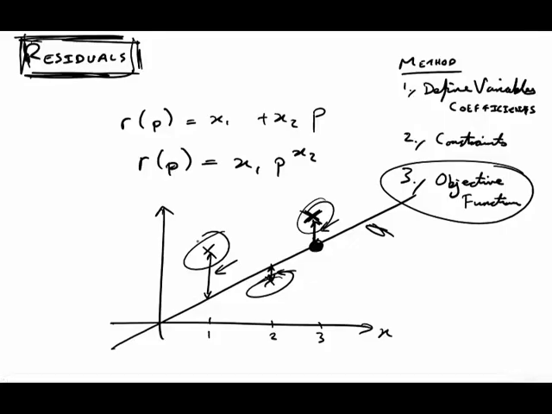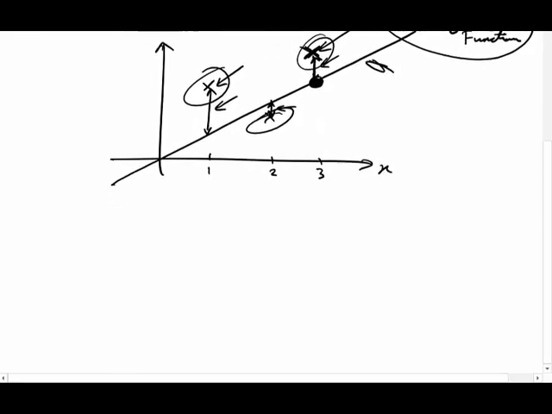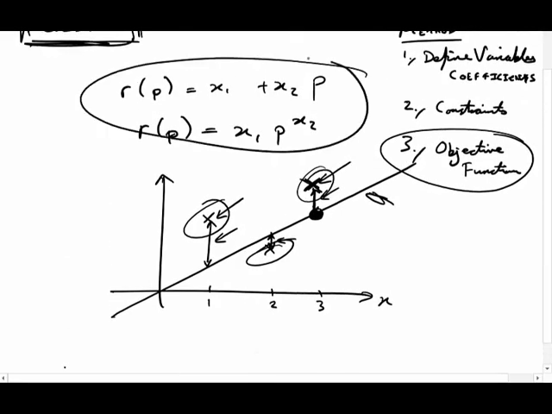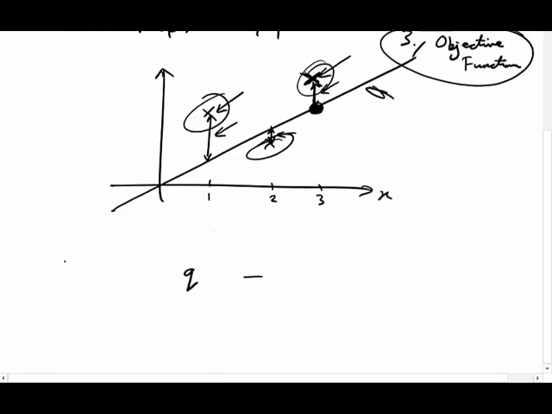Well, the residual is quite straightforward. It's quite intuitive. This is the actual data, and I'm going to call the actual data Q. And the fitted data is given by this line of best fit, and this line of best fit is given by the regression model R of P. So this is actually what's known as the residual model.